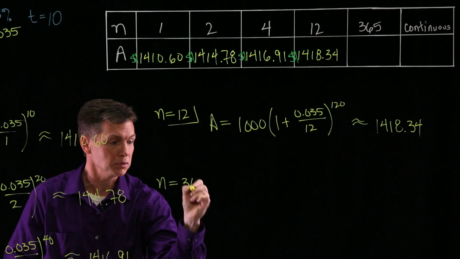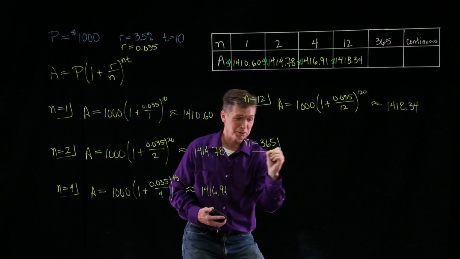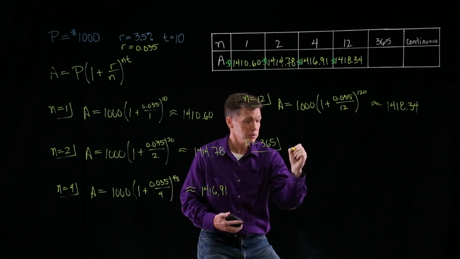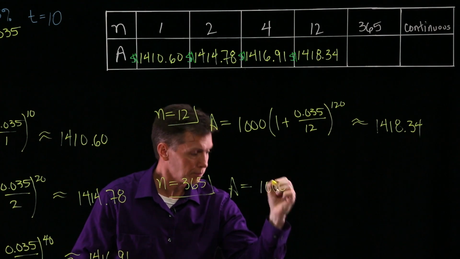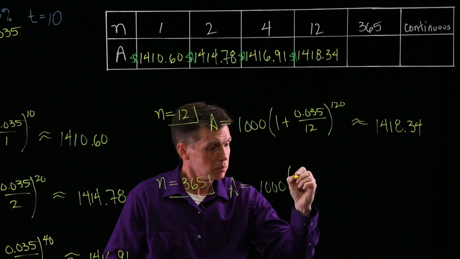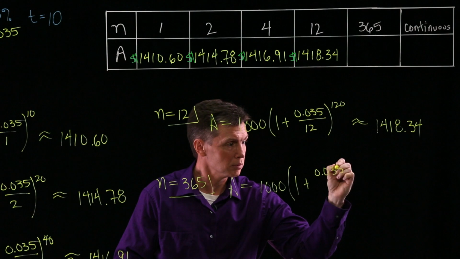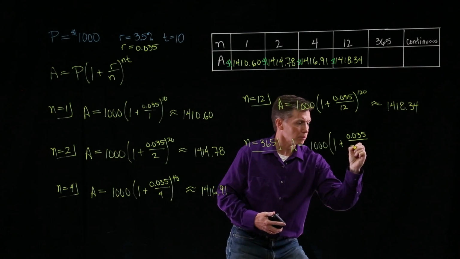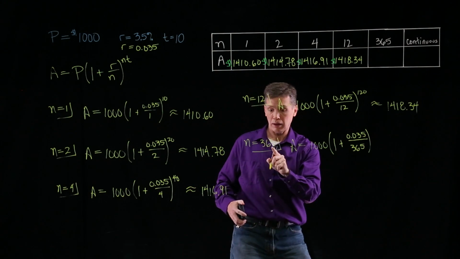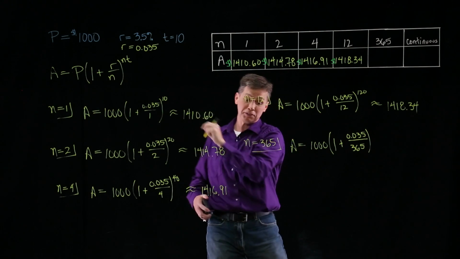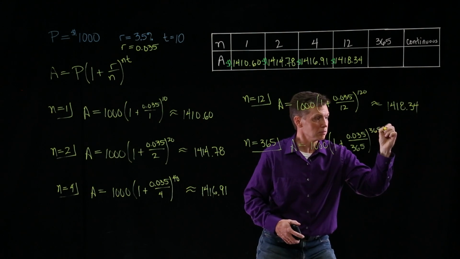N equals 365. And real shocker here, back to the formula. Okay, so A equals 1,000, 1 plus 0.035 divided by 365, raised to the n of 365 times t. I still think I can do that in my head. 3650.